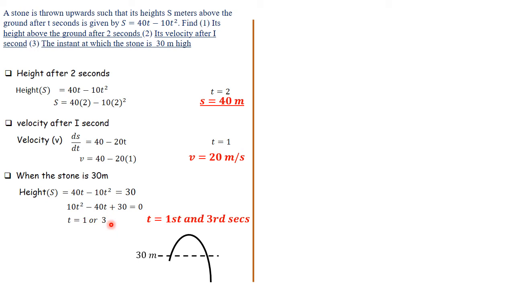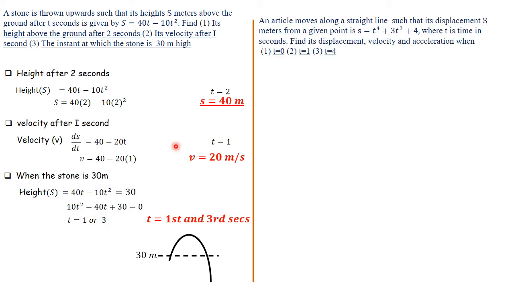Let's go to another example. A particle moves along a straight line such that the displacement s in meters is given by all that, where t is the time in seconds. We are told to find the displacement, velocity, and acceleration when t equals 0, t equals 1, and t equals 4.